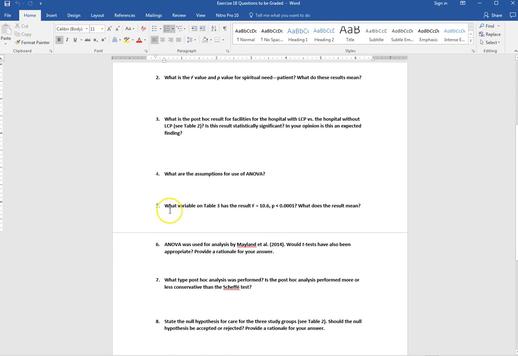Number five, what variable on table three has the result F equals 10.6 with P less than 0.0001? So you need to look at that table and find the variable that has a result equivalent to this, an F value of 10.6 and a P value of less than 0.0001. Next, what does this result mean? So interpret this result. Is it statistically significant? Compare it to your P value to see if it's statistically significant.